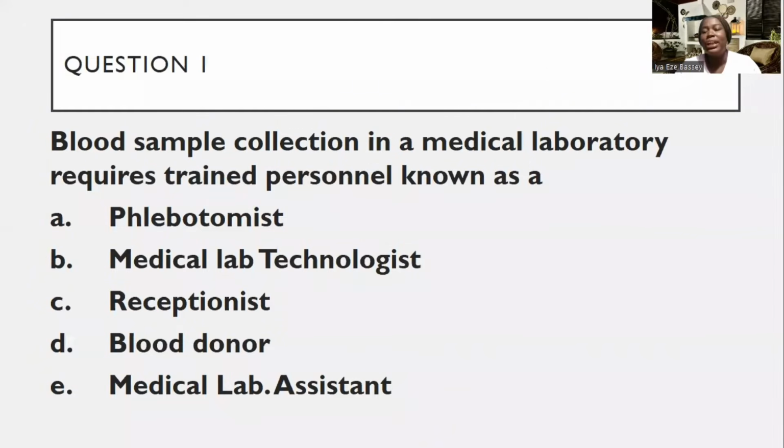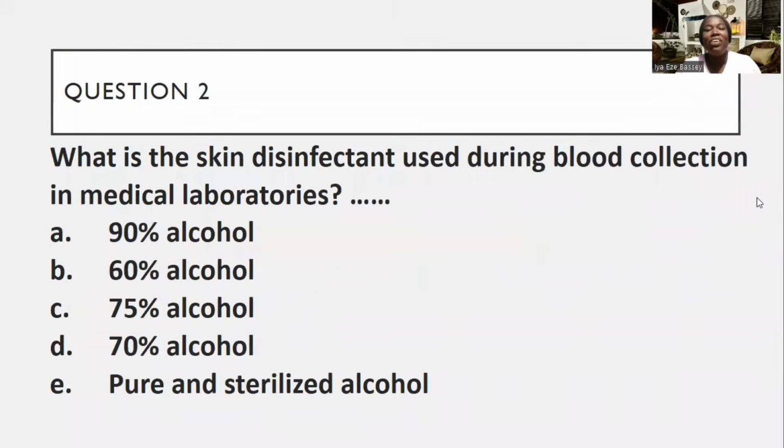So question 1, let's start, be fast and see what we can do. Blood sample collection in medical laboratory requires trained personnel known as A, phlebotomist, B, medical lab technologist, C, receptionist, D, blood donor, E, medical lab assistant. So what do you think is the answer? If you said A, you're correct.